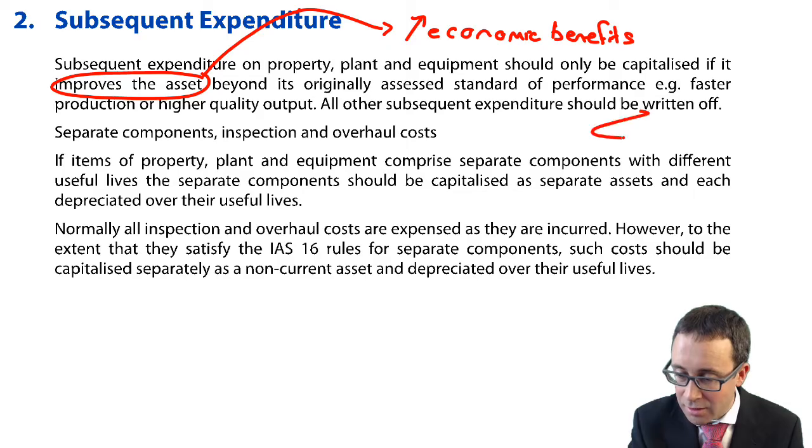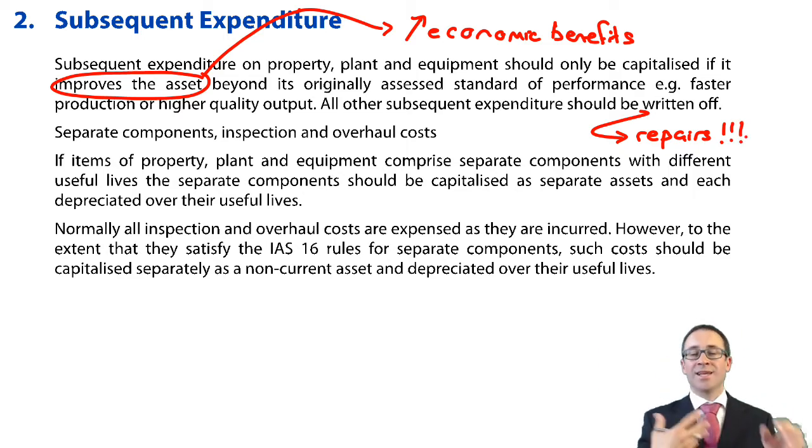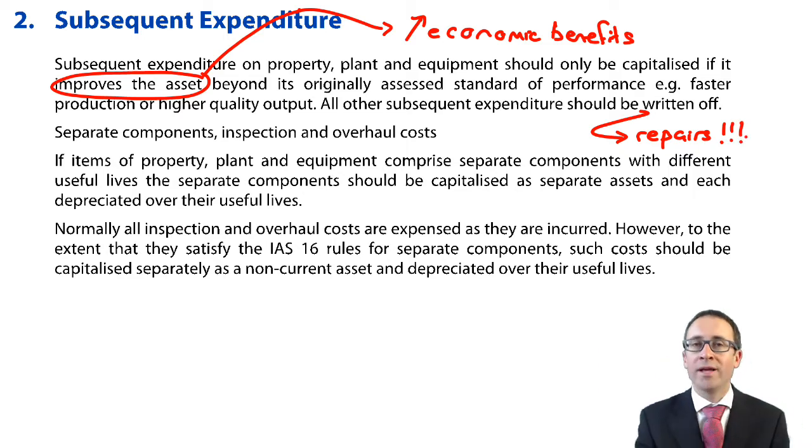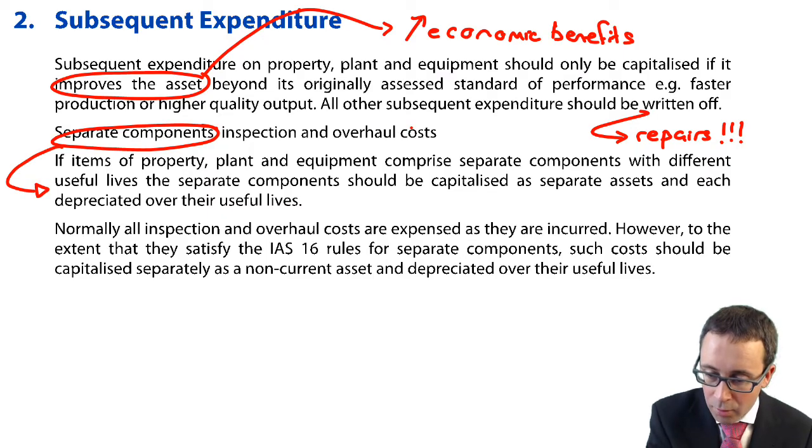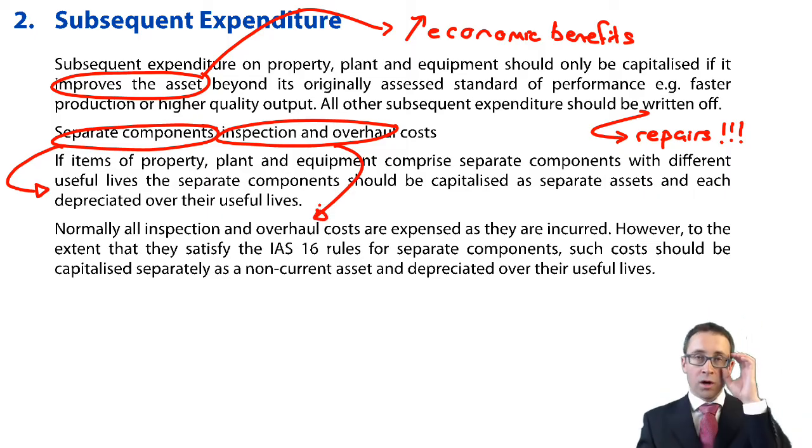So essentially things that get written off are any repairs, any maintenance, because that just gets the asset, doesn't it, to its previous operating capacity. Okay, only if it enhances the benefits do we capitalize it. Hidden within there is just thinking about two aspects essentially. Looking, is it at your separate components, and then also your inspection, and is it overhaul costs.